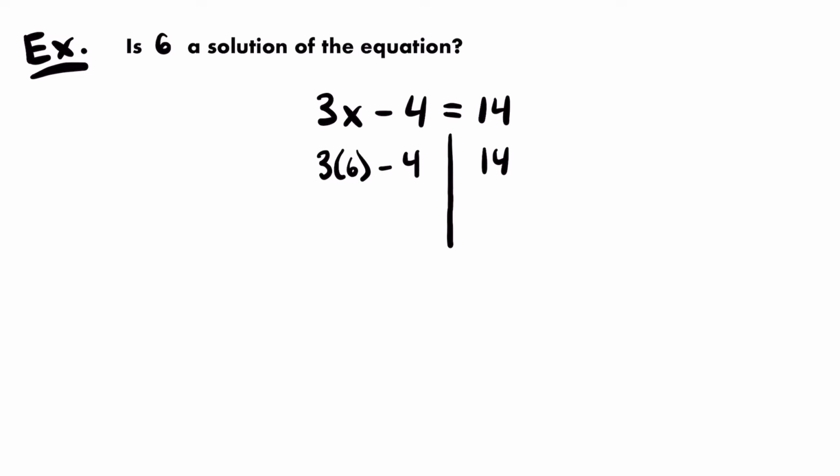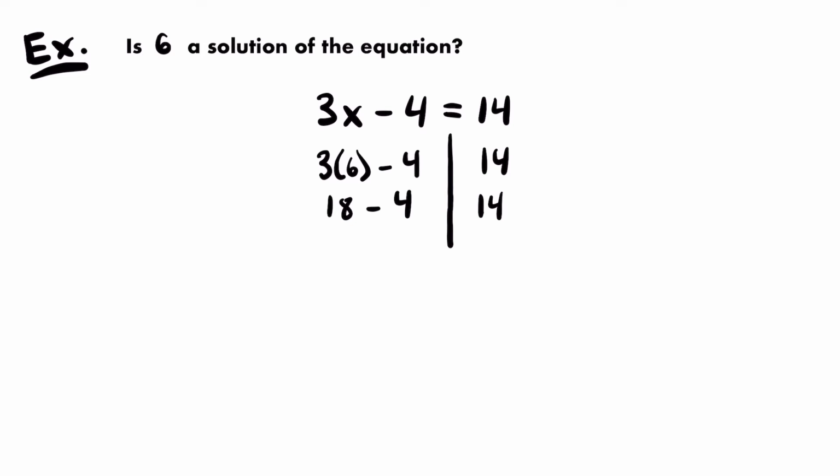But now what we want to do is simplify what we have over here. 14 doesn't need to be simplified, but over here we can do some math. This is very similar to how we evaluated variable expressions earlier in algebra, and it's important to remember your order of operations. In this case, we have multiplication and subtraction. You want to do the multiplication first, and 3 times 6 is 18. So we have 18 minus 4, and on the other side we still have 14.